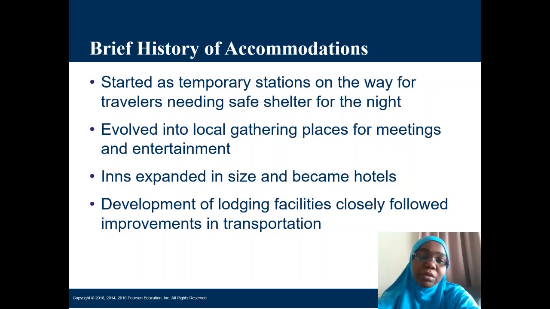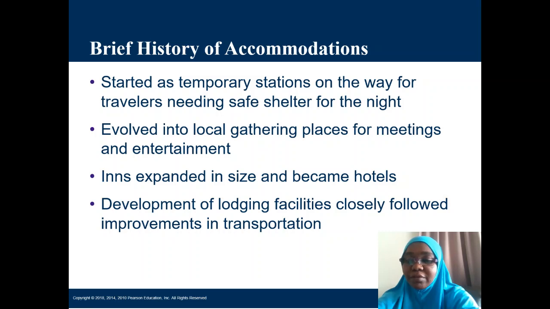So moving ahead, we want to start with a brief history of accommodations. We all know what accommodation is. It relates to lodging, basically. So initially, the business of accommodation started as temporary stations on the way for travelers needing safe shelter for the night.